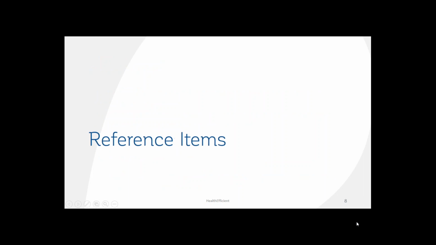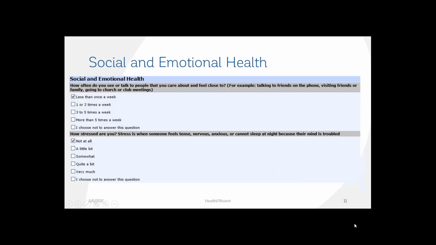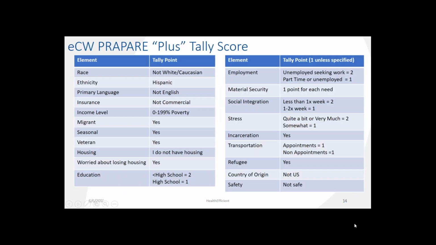I've also included all of the screens that you saw, so you can always take a look at these slides here. But I wanted to focus on the tally score. A lot of questions come up about how we came up with this tally score. You can see each of the tallies would get 1 point unless I've specified differently on this page.